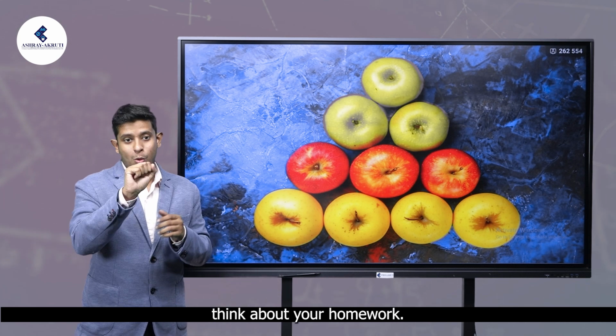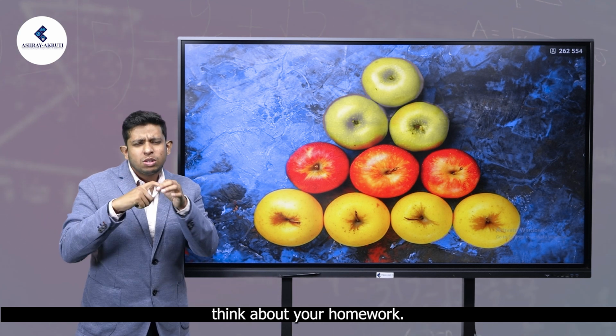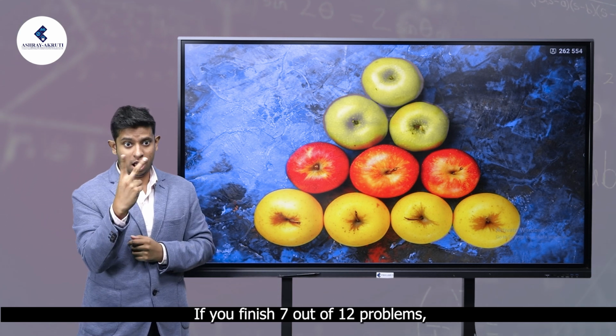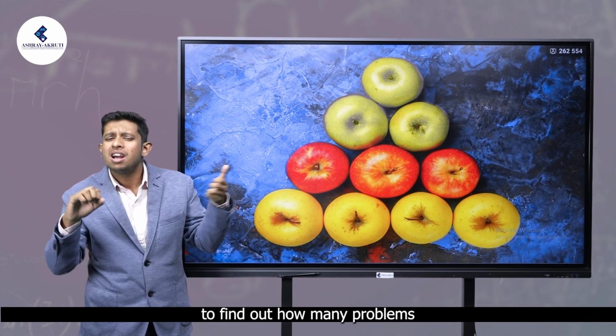Or think about your homework. If you finish 7 out of 12 problems, you need to subtract 7 from 12 to find out how many problems are left to do.